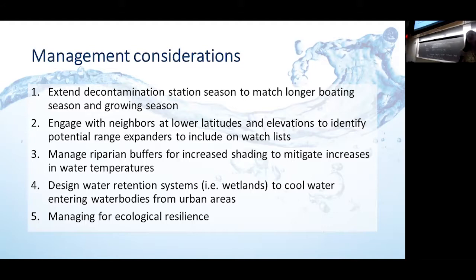And then also, this is a big topic today too, managing ecological resilience, trying to give pristine or native species in areas that are not currently infested a fighting chance, so that when these new invaders do move into their region, they have a chance to protect themselves, more or less.